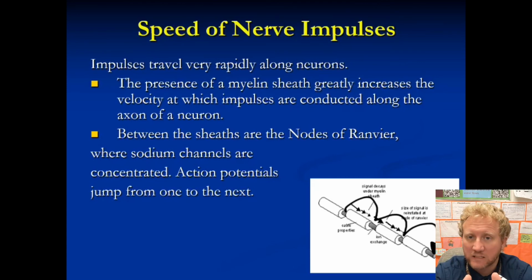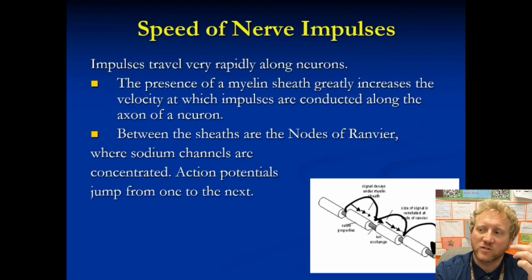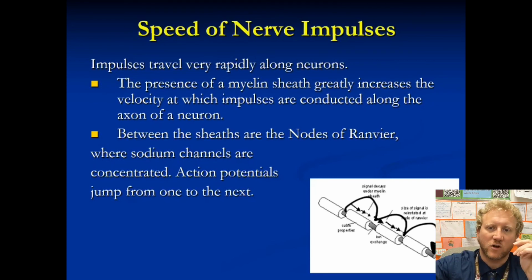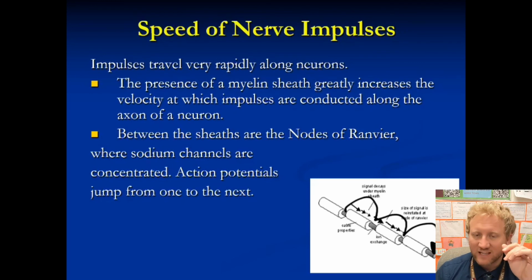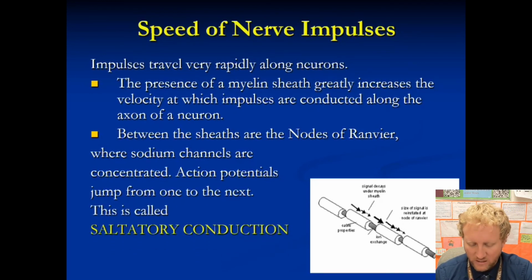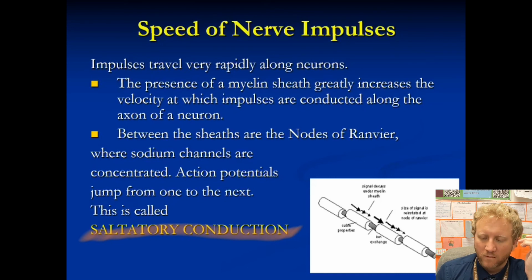I'll give you a hint. It's the skipping. If you go downstairs skipping every other step, you can go down faster. Okay, and that's basically what's happening here. As you're skipping to these different nodes, you go faster. And this is known as saltatory conduction. It's skipping from one node of Ranvier in between the myelin sheaths to the next one.